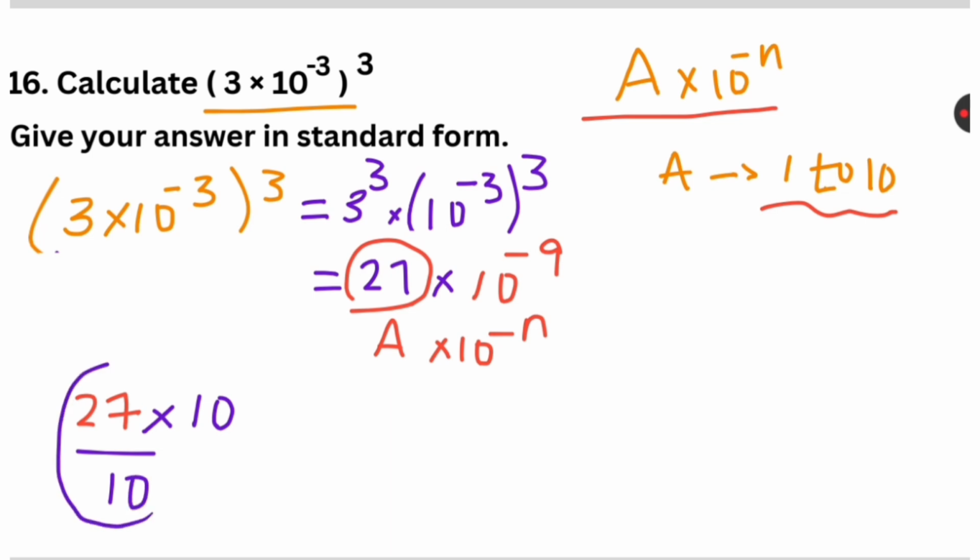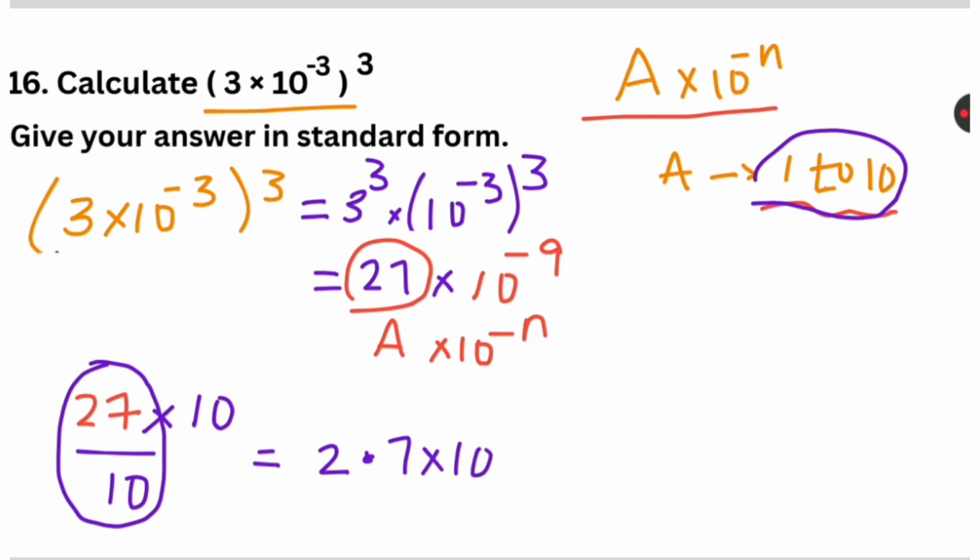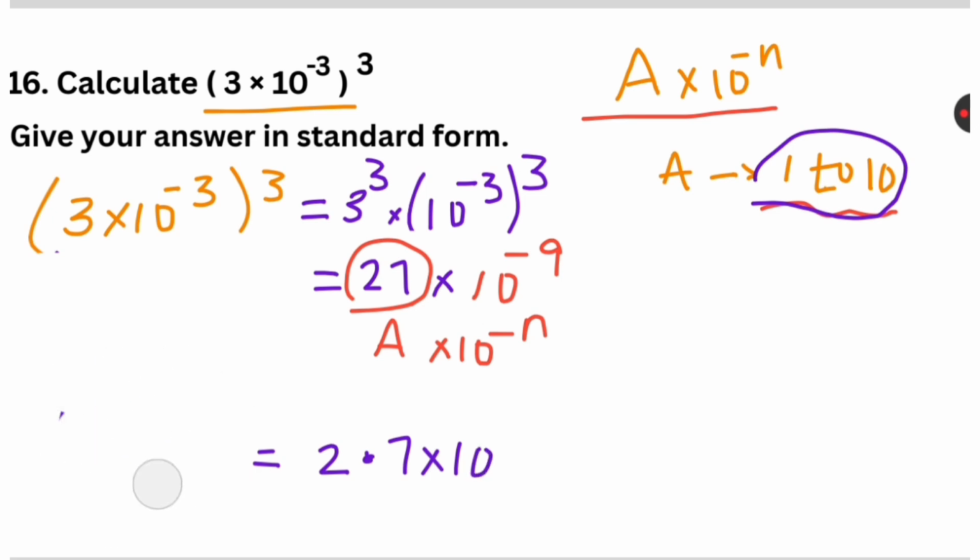Now take only this 27 divided by 10, which gives 2.7. 2.7 is in between 1 to 10, isn't it? So this we can write as 2.7 times 10. Instead of 27, we can write this as 2.7 times 10. Still we have a 10 raised to power of minus 9. So let's take that 10 raised to power of minus 9. Here 10 is nothing but 10 raised to power of 1.